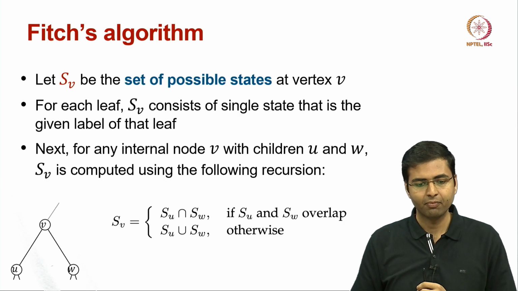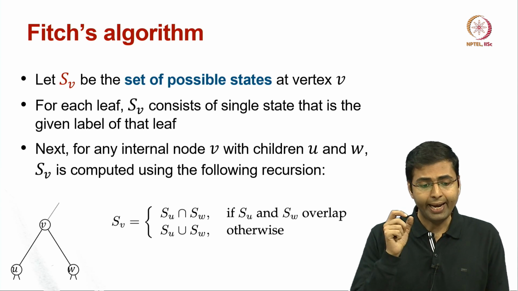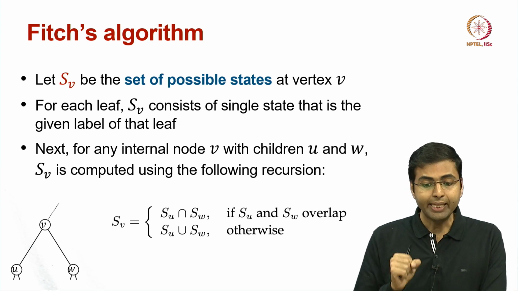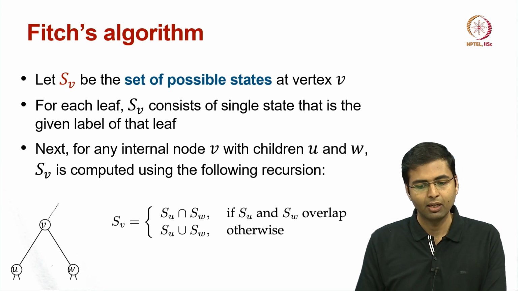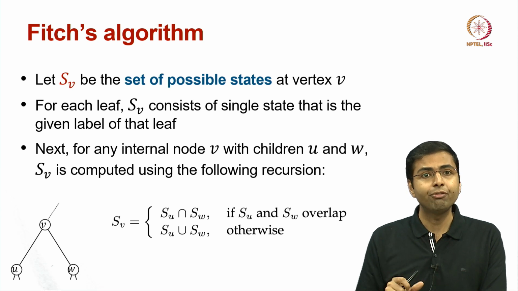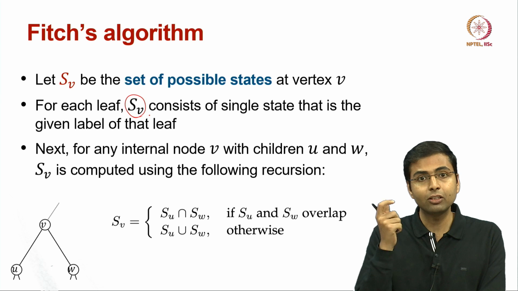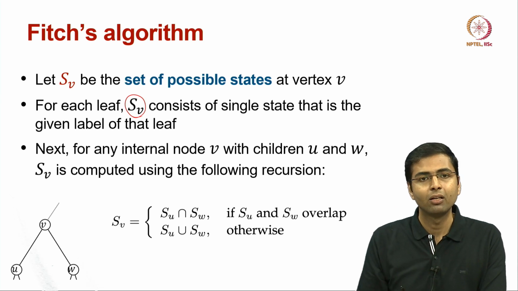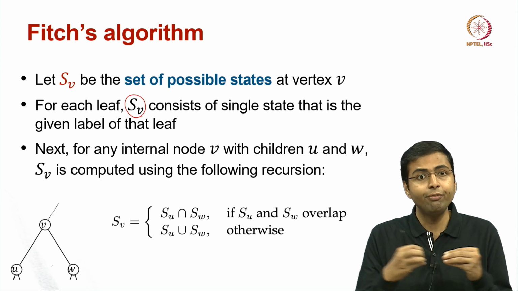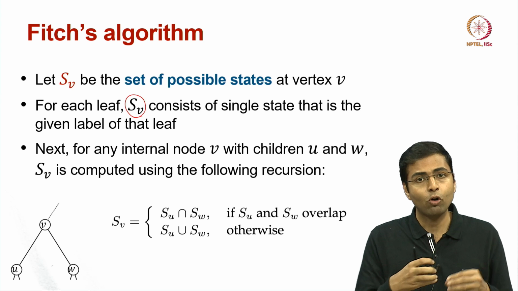Let us see. This algorithm is from Fitch and it works as follows. Let capital S_V be the set of possible states at a vertex V. For each leaf, S_V will be predefined. So S_V will only consist of a single state that is already given to that leaf node, because the states of the leaf nodes are already fixed. So S_V will only consist of a single state for all the leaf nodes.